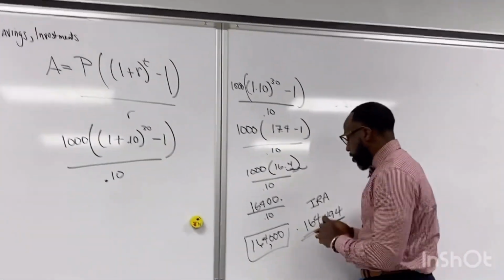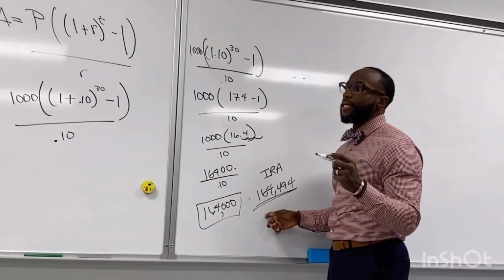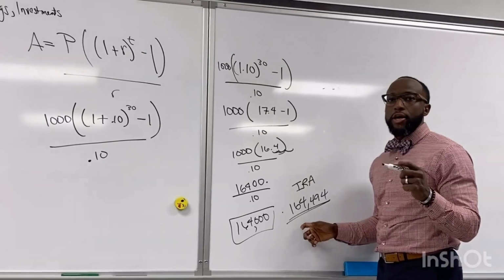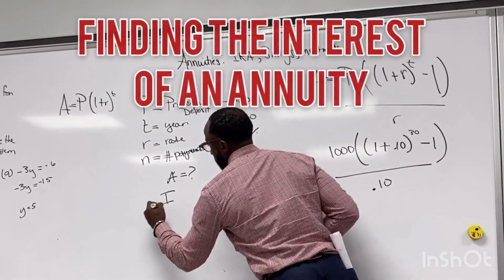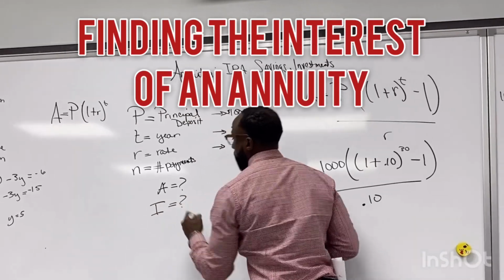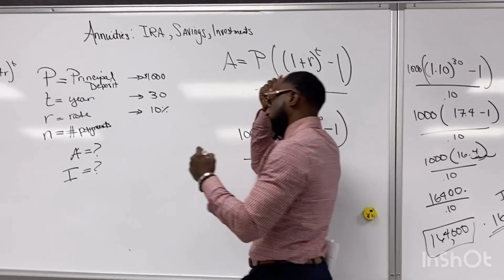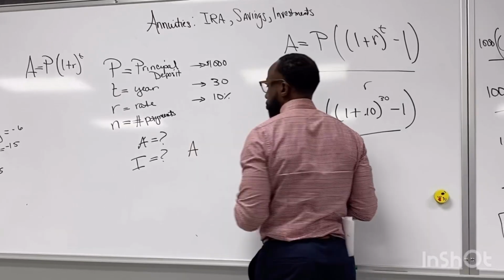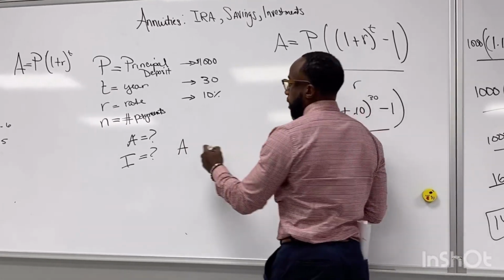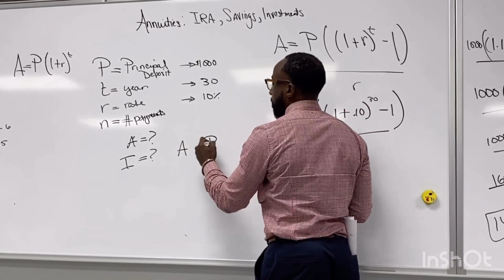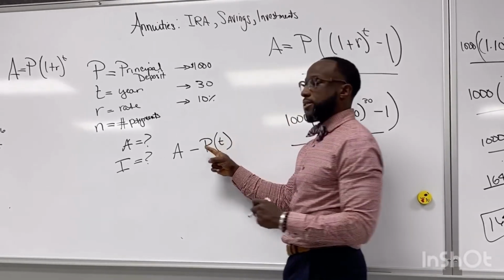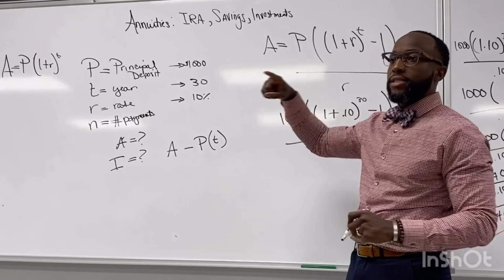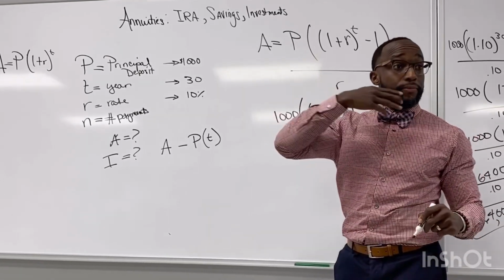Here we go. We've got this amount. The next question is, how much interest did they gain over the 30 years? To calculate the interest, you have to look at two things: the amount you made, and how much you paid. So you look at your principal times time, which represents that they paid $1,000 thirty times.